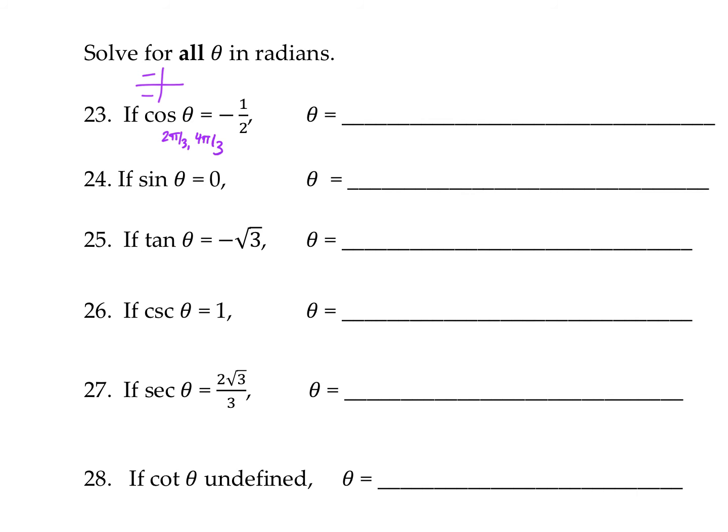But now to say that we want all, we're going to say where k is any integer. And so we're going to say 2 pi over 3 plus 2 pi k and 4 pi over 3 plus 2 pi k. And so k could be positive or negative, and so that's how we're going to add or subtract 2 pi from each of those values to show that it is that value at all of those coterminal angles.